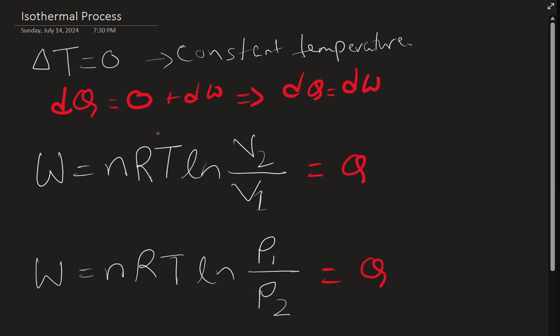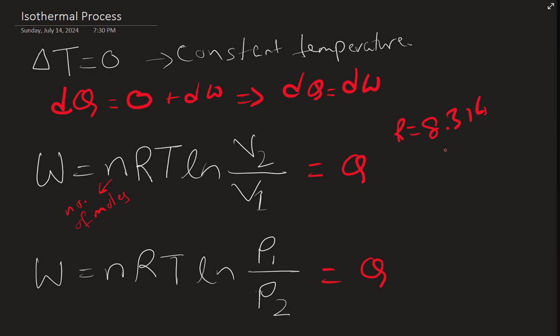So these are the formulas. W is equal to nRT ln V2 over V1. Now n means number of moles. R means the ideal gas constant, and the only value we'll be using here is 8.314 kilojoule per mole. Sorry, not kilojoule, it's joule per mole per Kelvin.